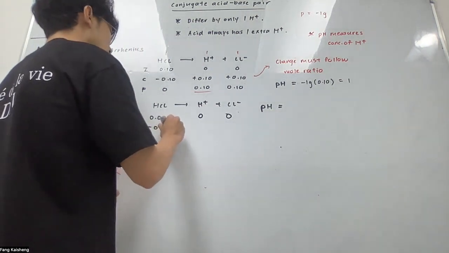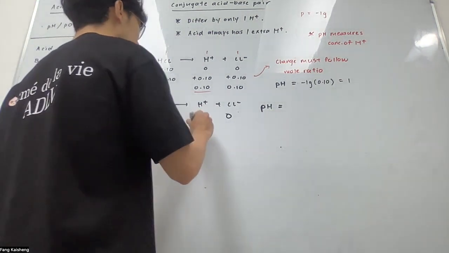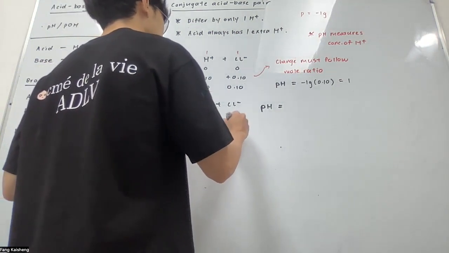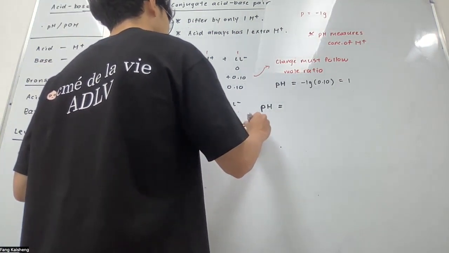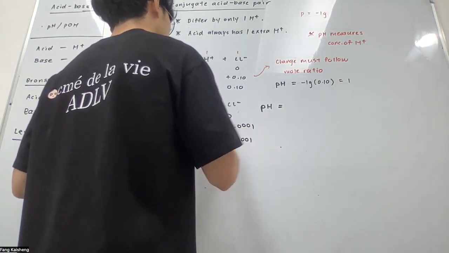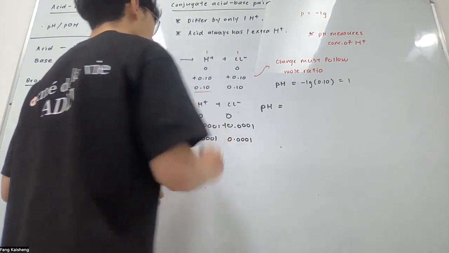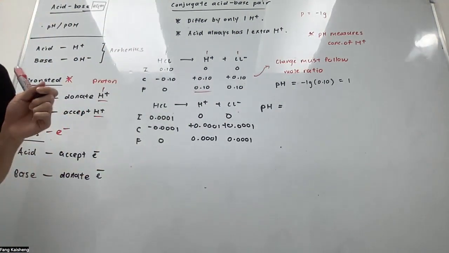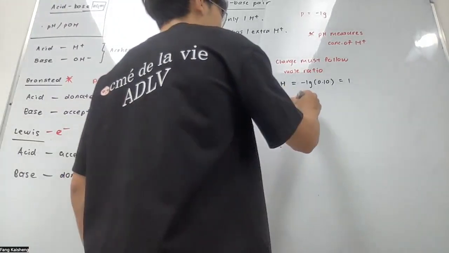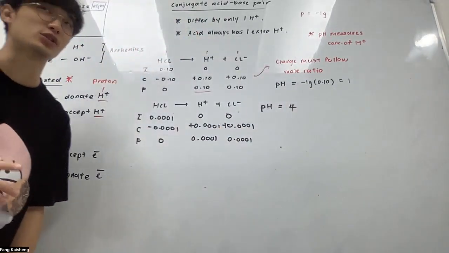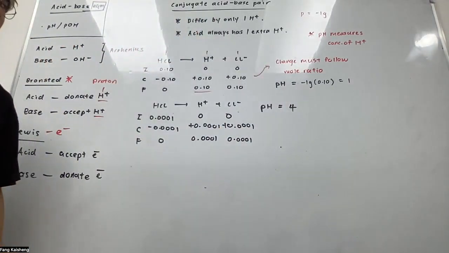It's just going to dissociate everything, so left with 0. Right-hand side, you plus the same values, plus this. Okay, what's the pH in this case? 4. Just now I thought we said that pH 4 is weak, right? Did we not say that?